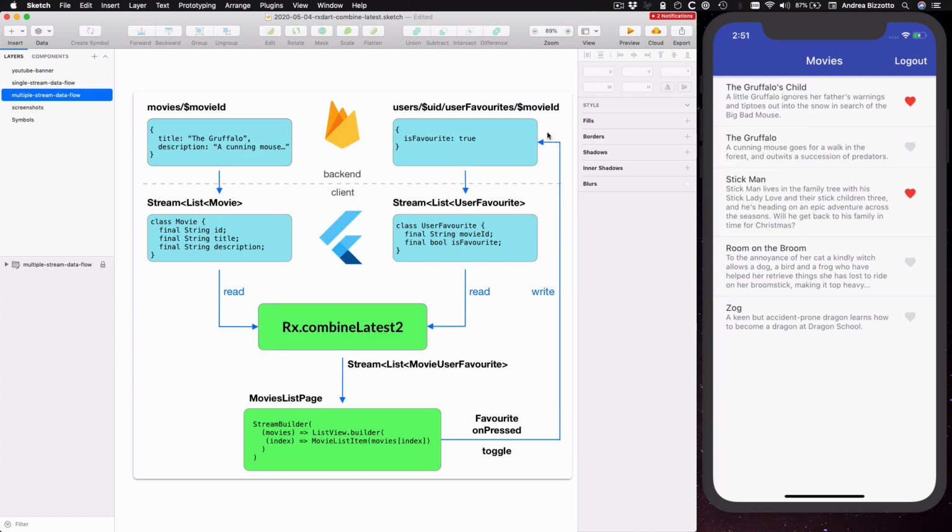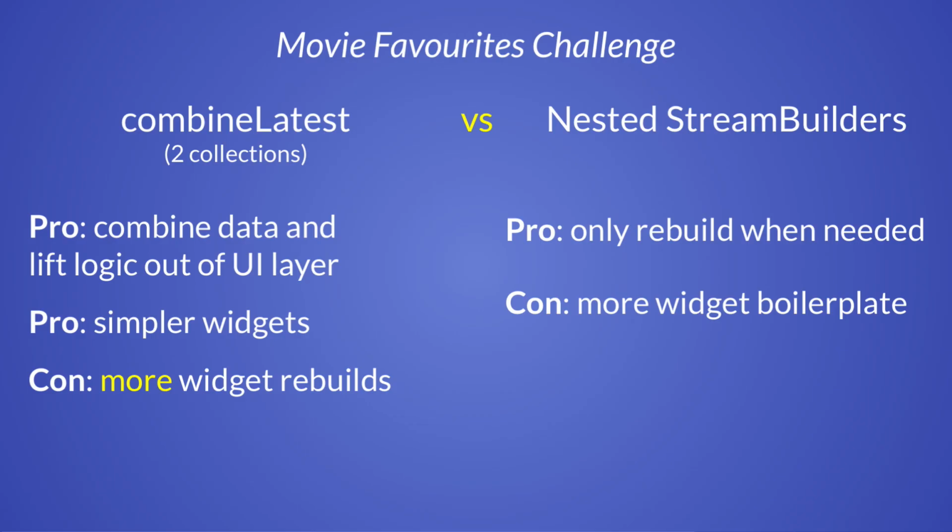Instead, our previous solution was using a stream builder for each user favorite document, so writing new data would only cause a single movie list item to be rebuilt. In summary, we can say that in this very specific case, combining these two collections is the least efficient solution, and using nested stream builders minimizes widget rebuilds.